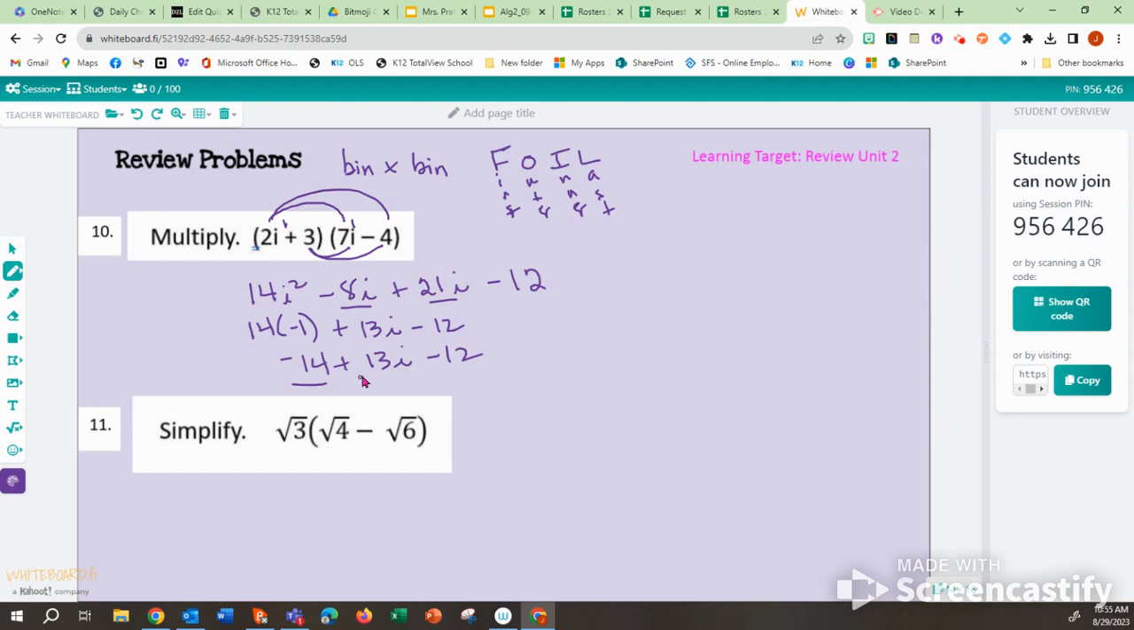I'm just still simplifying here. Negative 14 and negative 12 are like terms. They're going to combine to be negative 26. And then bring down the plus 13i.